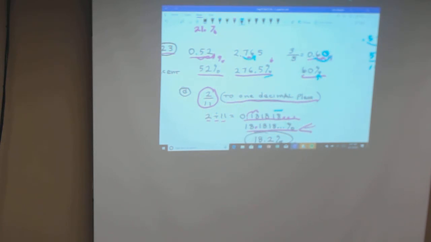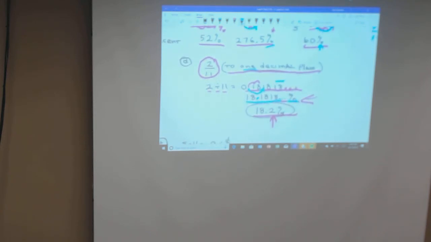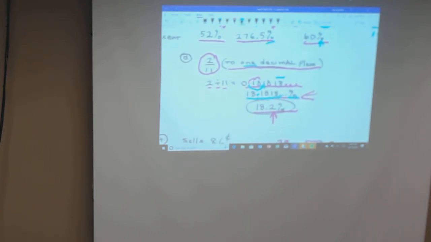But if it's point all of that, then I just move it over 2 places, and then I have 18.181818%. But they said to 1 decimal place, so that means I have to either make it 18.1 or 18.2. And which is 18.18 closer to? 18.2. So I make it 18.2%.